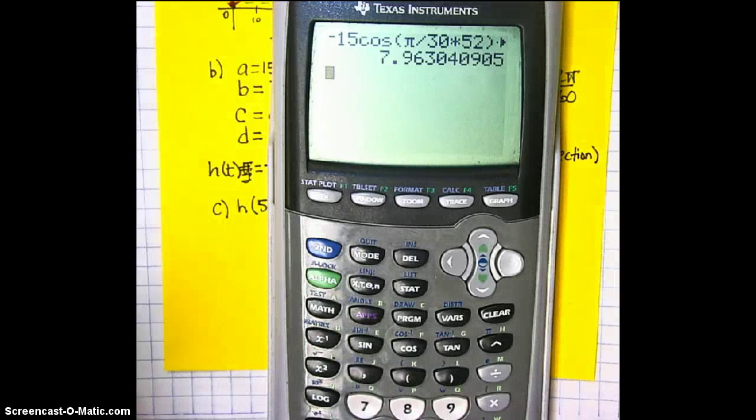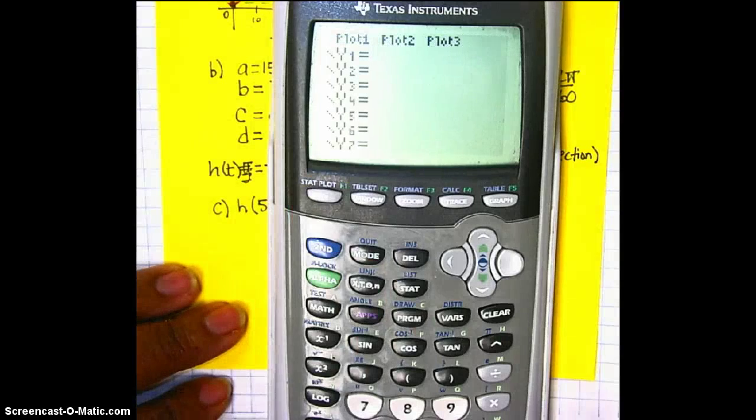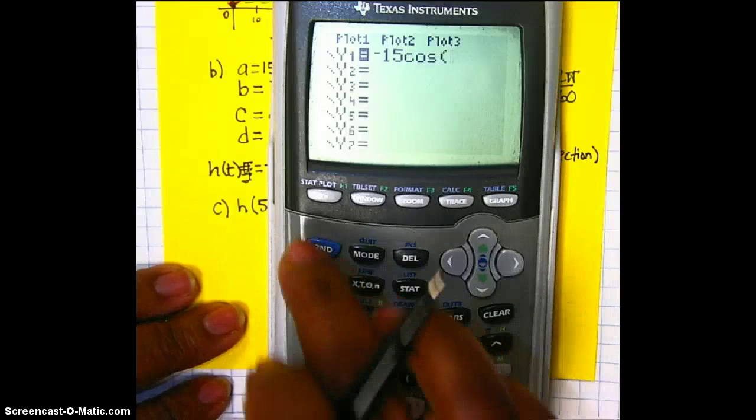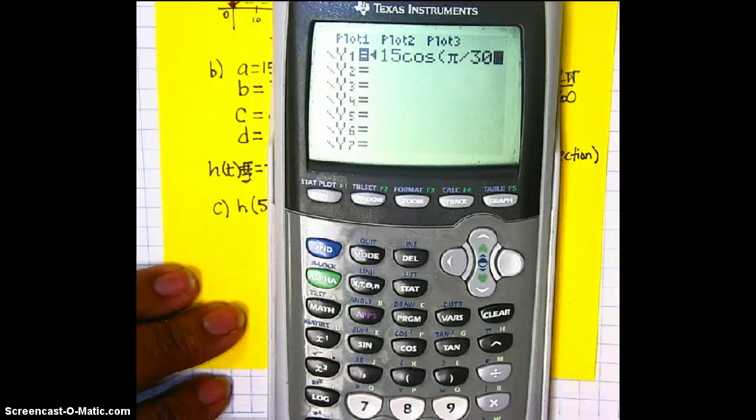Now there's another way to find this, and that's by graphing this curve. So hit y equals, key in again, negative 15 cosine, second caret for pi, divided by 30. This time instead of 52, we're going to put the variable x, since we want to graph for several different values, x, close the parentheses, plus 18.